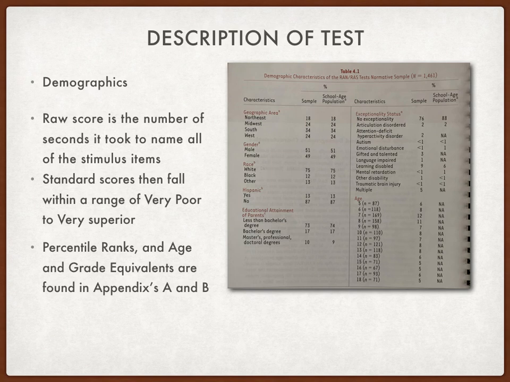Raw scores are converted to standard scores using tables A1 through A23. Standard scores then fall within a range of very poor to very superior. Percentile ranks are calculated using the tables in Appendix A, while age and grade equivalents are found in tables B1 and B2 in Appendix B.